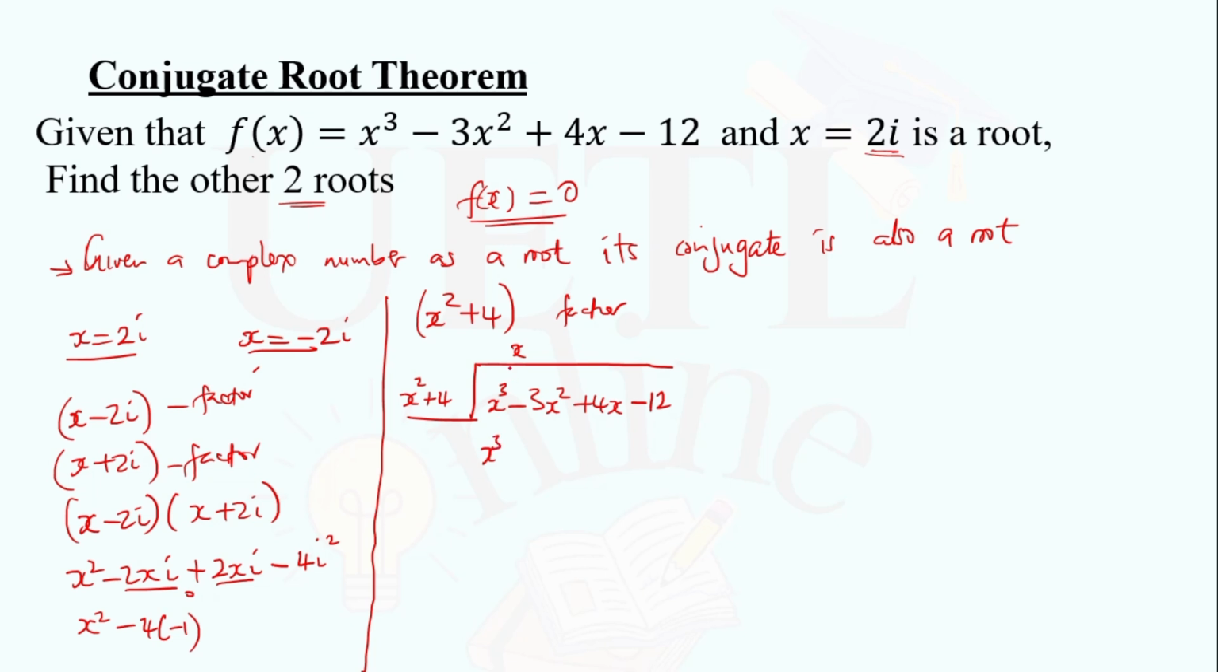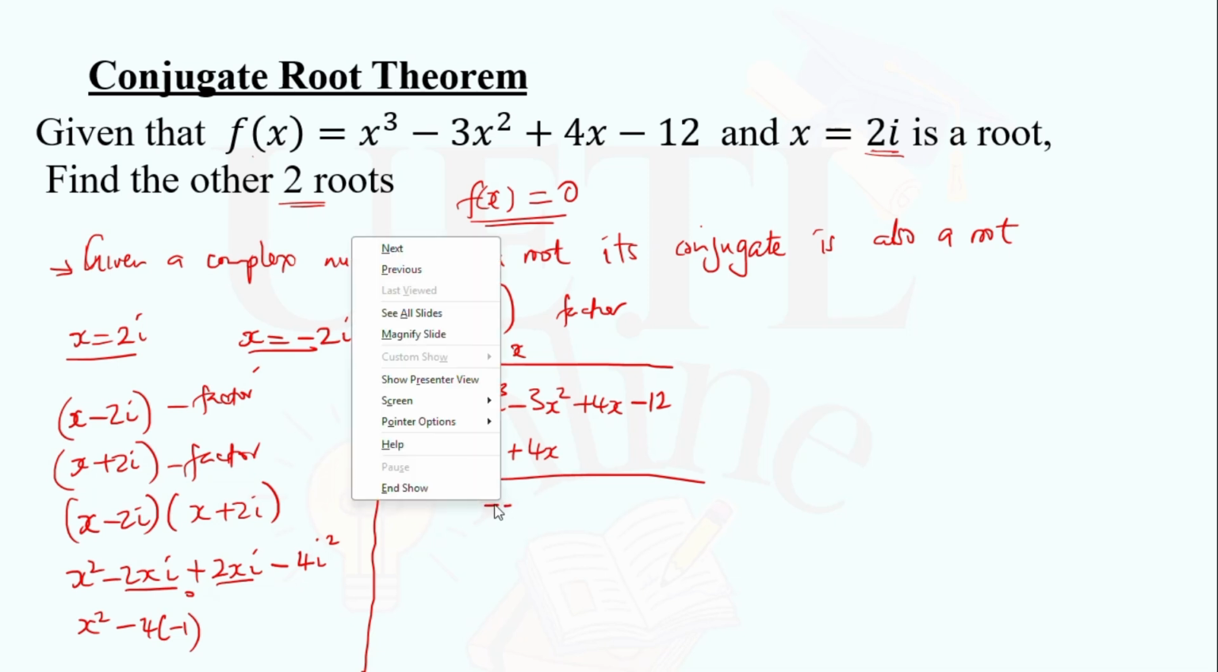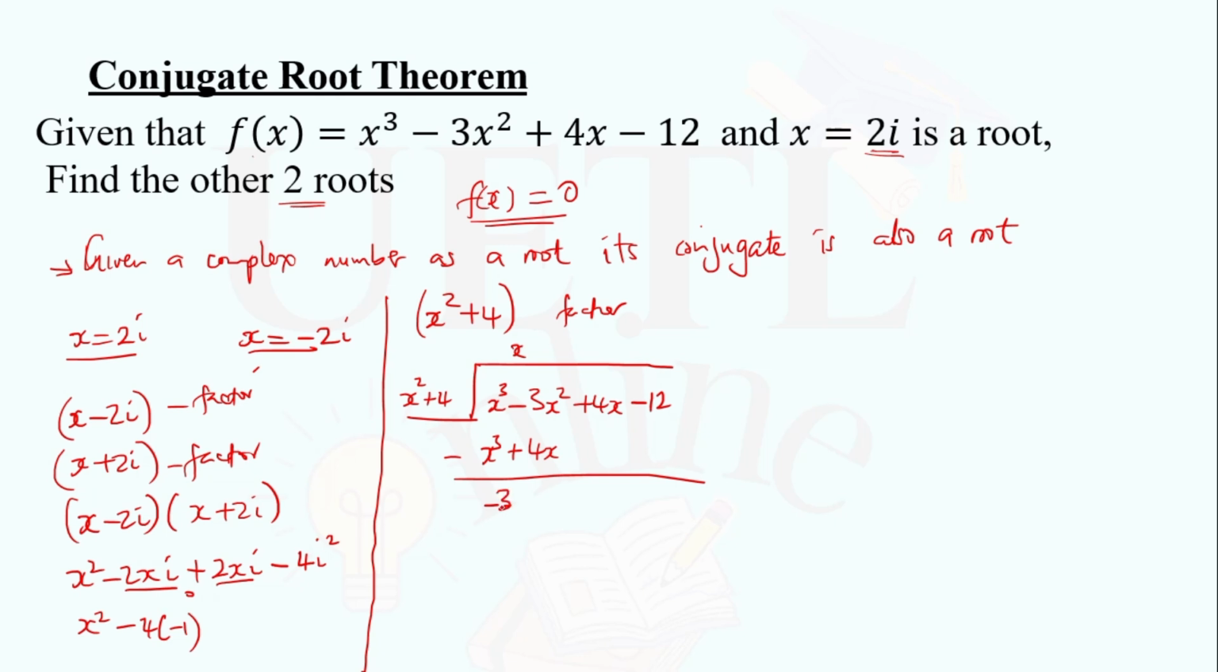Okay, so after that, we're going to subtract these two. Subtracting these two, here we're going to get 0, and here we're going to get minus 3x squared. Then here we're going to say plus 4x minus 4x, you're going to get 0. Then here we're going to get minus 12. Then we're going to say x squared into minus 3, we're going to get minus 3x squared. Then now we're going to multiply again, we're going to get minus 3x squared and minus 12.